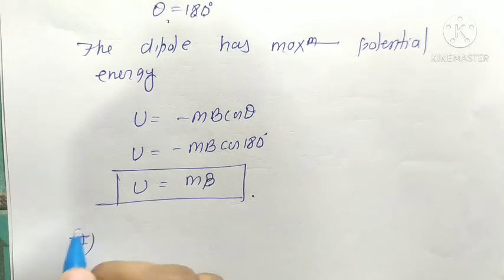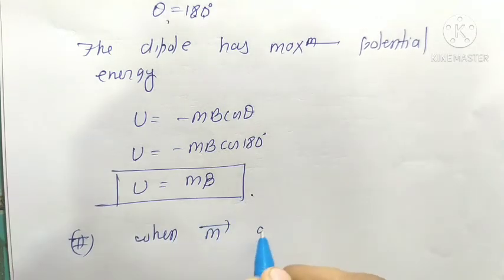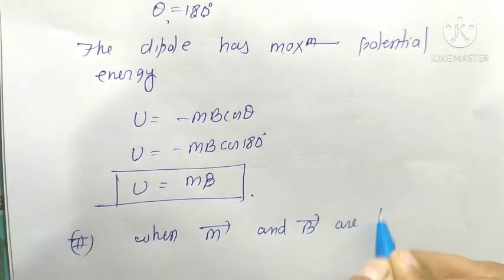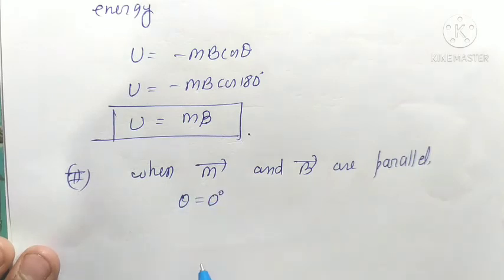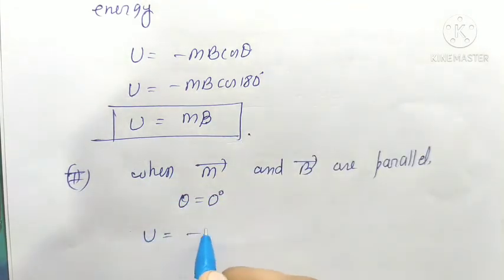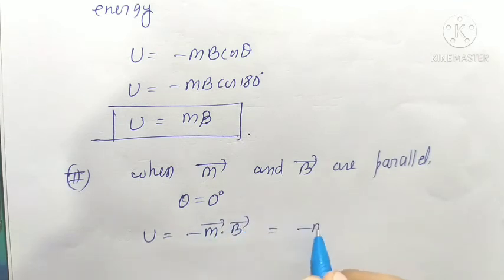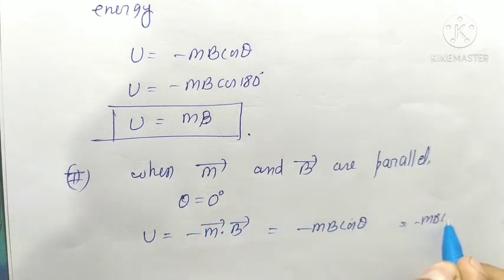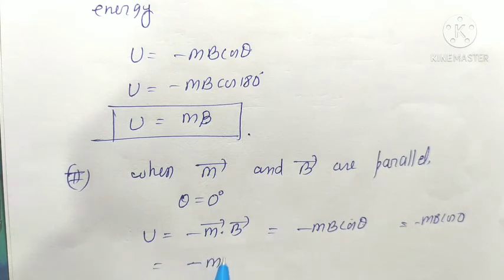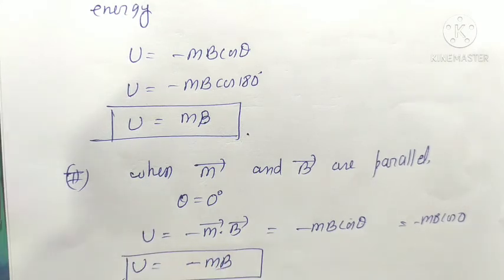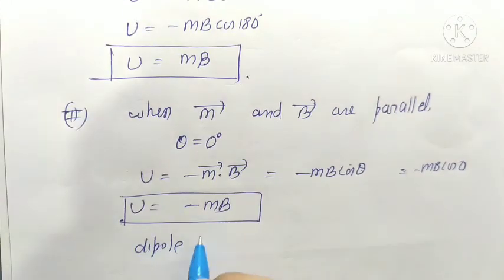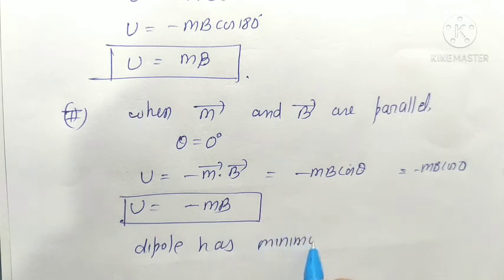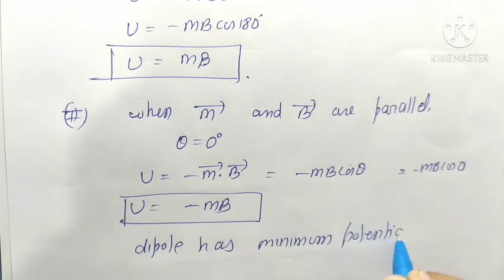And case number 2: when M and B are parallel, I mean theta is equal to 0 degrees. We put this value: U is equal to minus M dot B is equal to minus mB cos theta. Now we put theta is equal to 0, minus mB cos 0, and finally minus mB. So then the dipole has minimum potential energy.